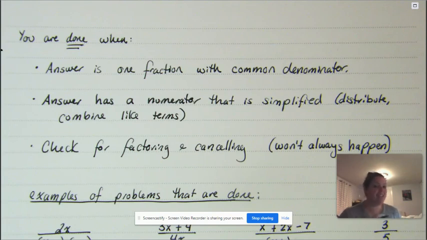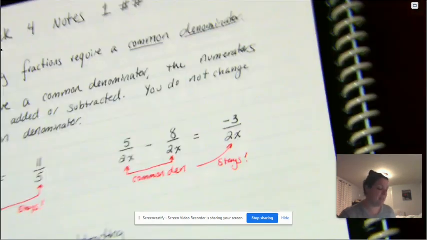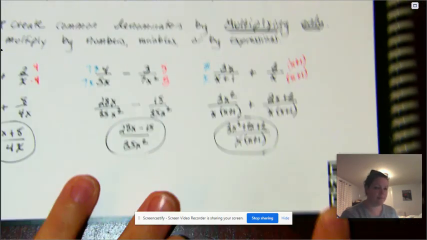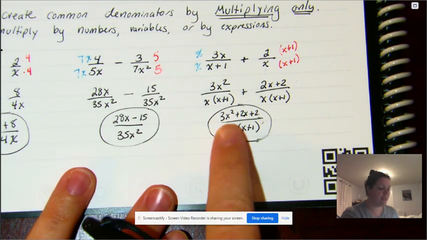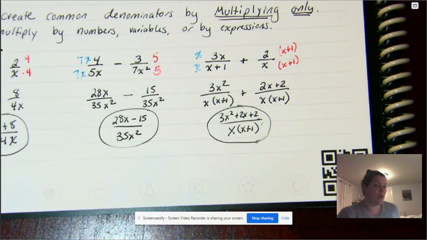Sometimes you can check to see if your top can factor again. So for example, in that last problem that we did, we had 3x squared plus 2x plus 2. That's a trinomial. That's one of those PS2 problems. We could see that maybe it might be able to be factored. In this case, it can't be. But we would always want to check to see if that's possible.